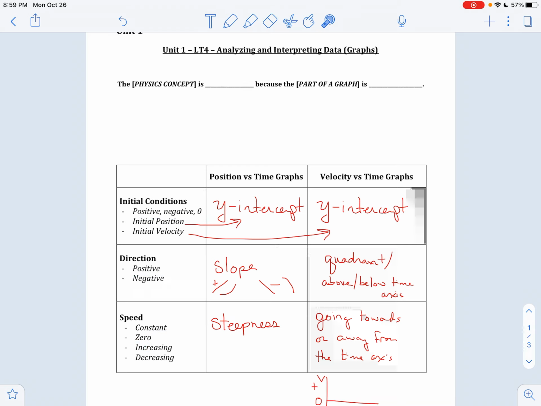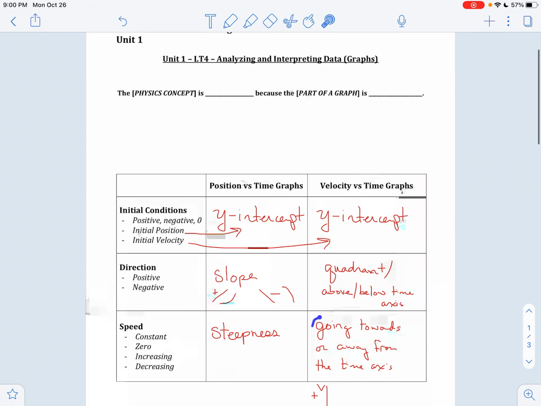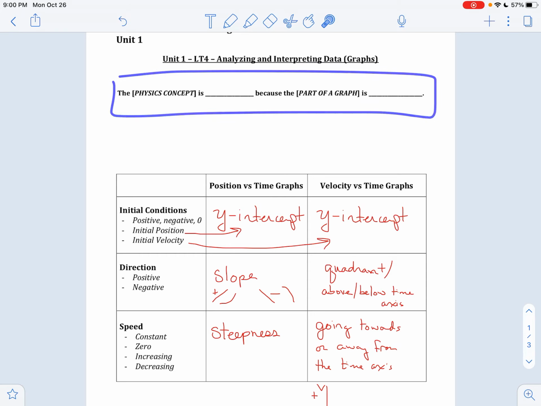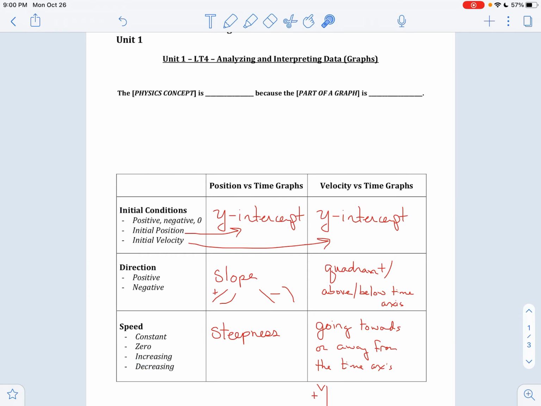So you may say, oh, the speed is increasing because of the part of the graph. So it may be the steepness of the graph, if you're talking about a position versus time graph. Or maybe the line is going towards or away from the time axis. So we'd say, oh, the line is going towards the time axis, or the line is getting steeper and steeper. So that's how we would write all that out using this vocabulary down here.